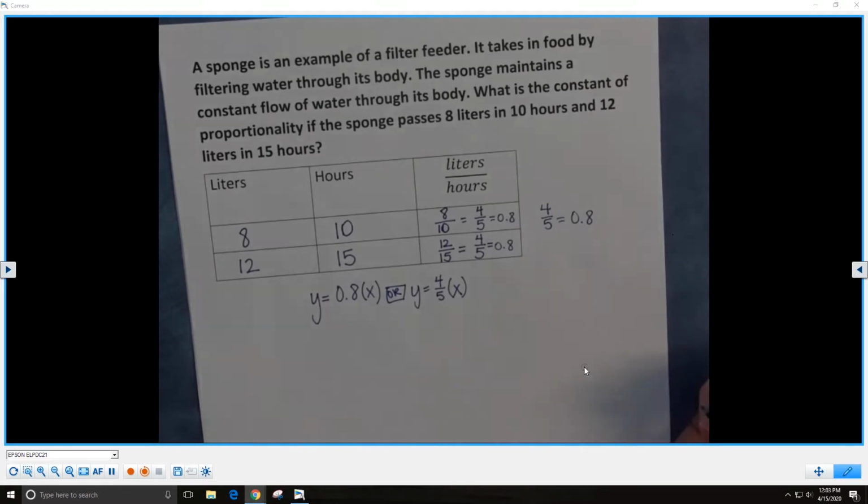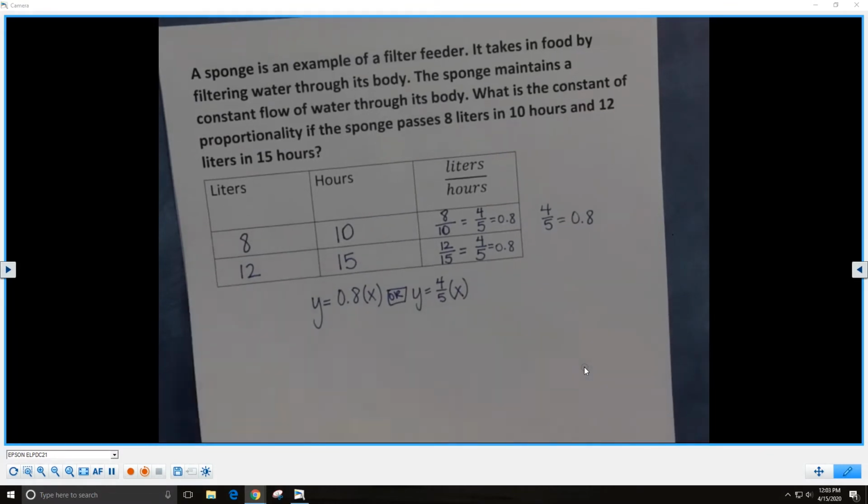Okay, and remember that x in this is the number of liters that have been filtered and y is the amount of time. Okay, so now that we know that constant of proportionality and we know our equation, let's look at some examples of how we can use it to solve problems.